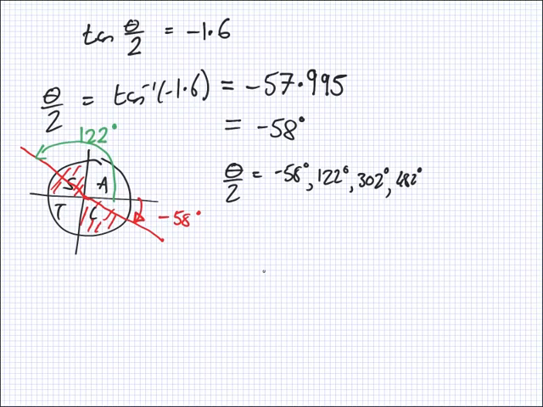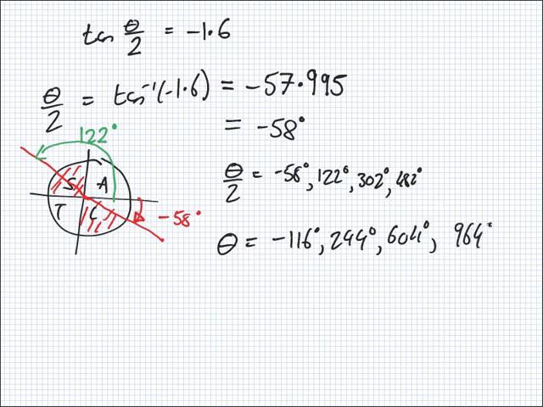Okay? What should I do next? Times 2, yeah. So that's minus 116, 244, 604. 482, I hope. 800, 964.